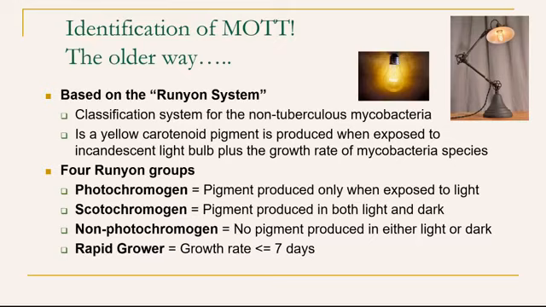The Runyon system is based on a yellow carotenoid pigment that can be produced when it is exposed to an incandescent light bulb. Also, you need to look at the growth rate of the mycobacteria. There are 4 Runyon groups: photochromogen, scotochromogen, non-photochromogen, and rapid grower. And we will briefly review these.